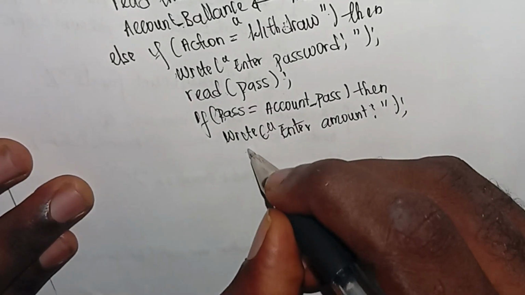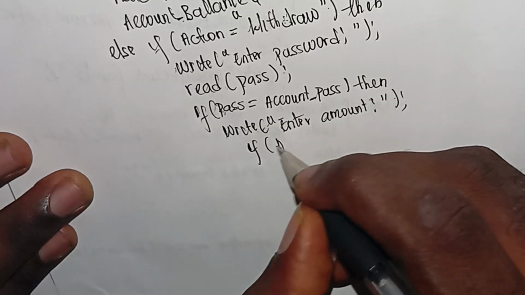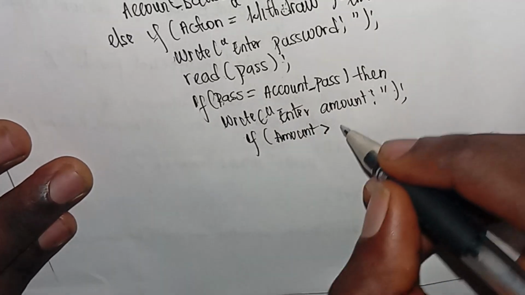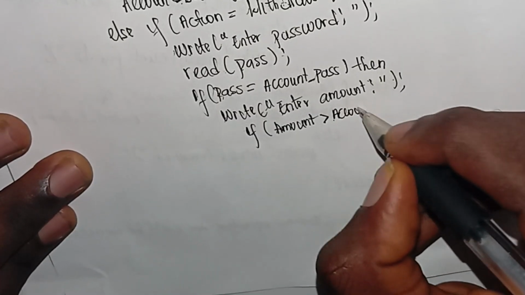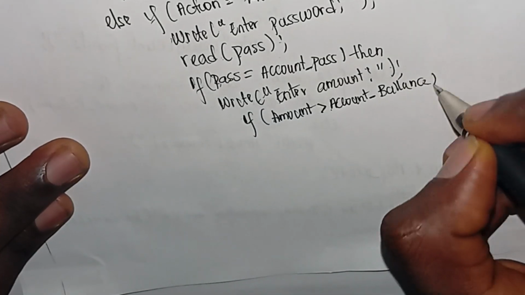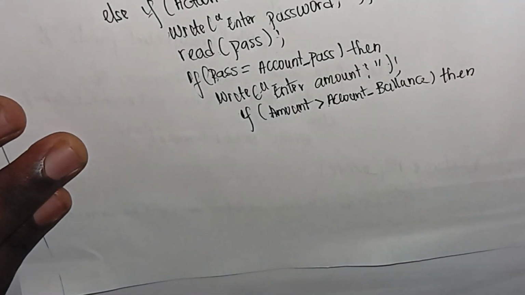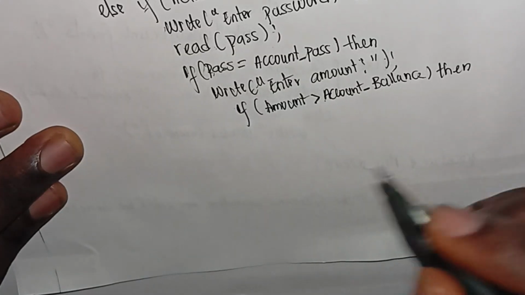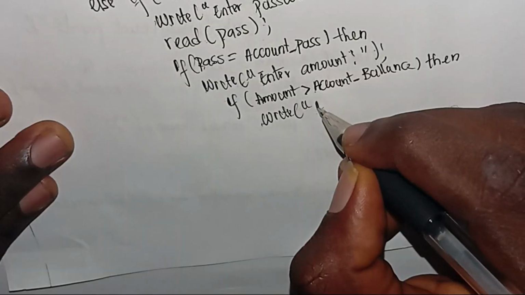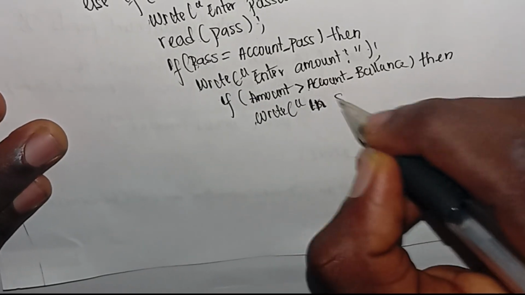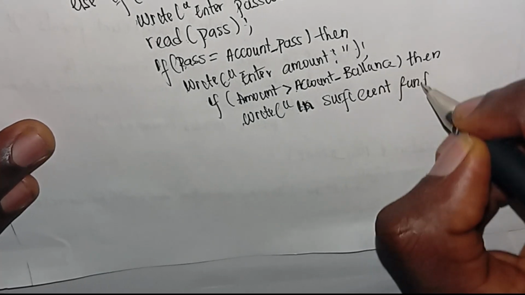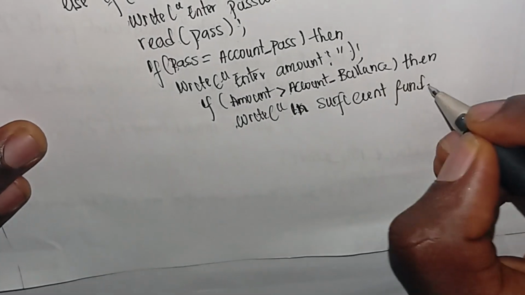Now we want to check one more thing. If the amount is greater than the account deposit, or the account balance, sorry, then we want to display an error message, or we want to tell the person, sorry, insufficient funds.